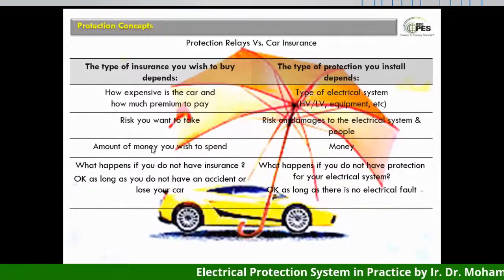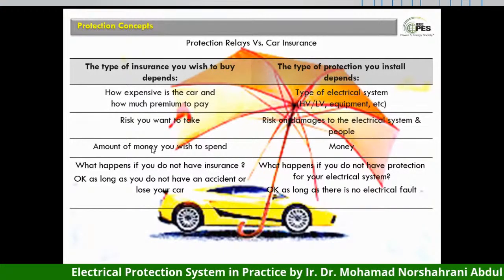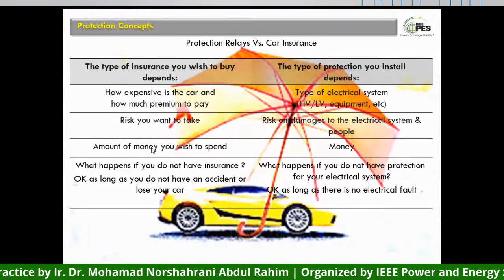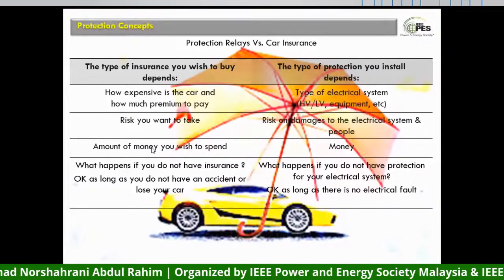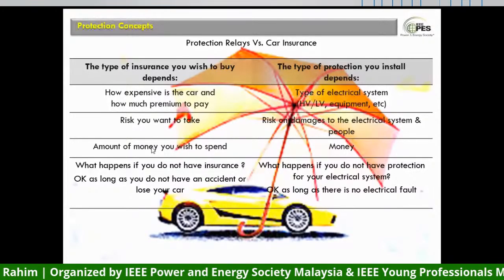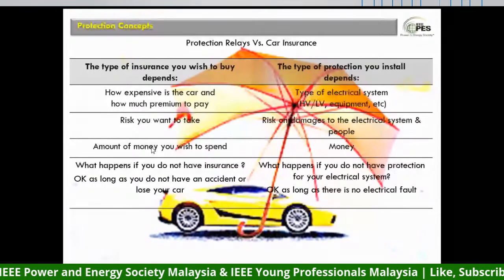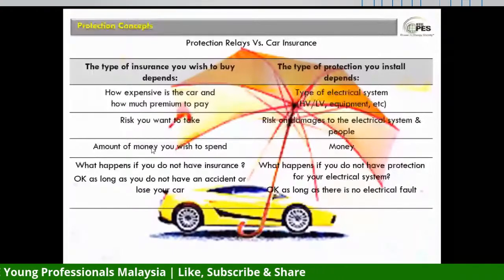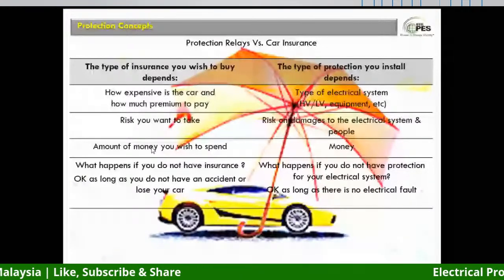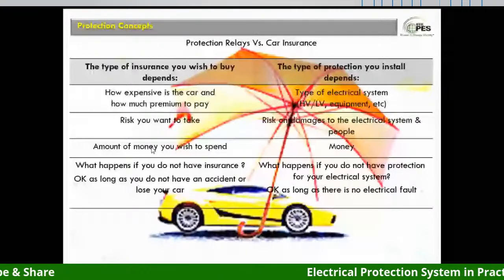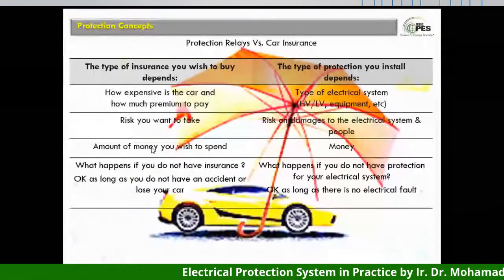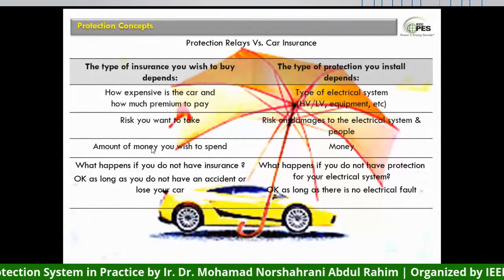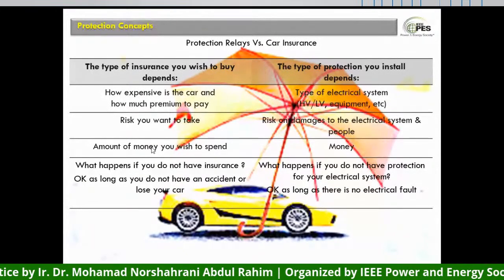So it depends on the money that we have. And then the last one is we also need to consider from some other aspect. What happens if you don't have any insurance? For example, as long as you don't have any accident. So for the electrical system, let's say we know that this system is not that critical. So even if there is a fault, we can just shut down the premise.